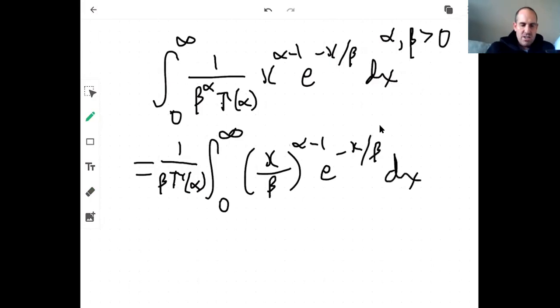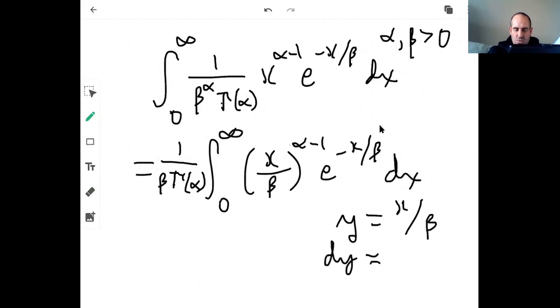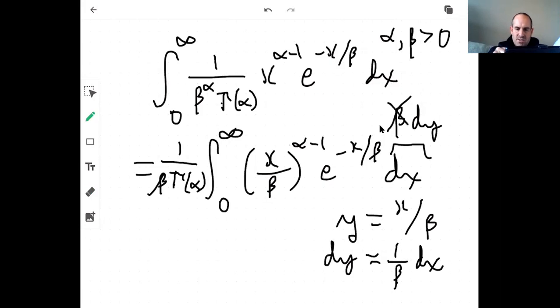I wanted to write everything in terms of x over beta, so I'm about to make a substitution. Let's put y equal to x over beta. Then what is dy? It's equal to 1 over beta dx. In other words, dx is just beta dy. And what do you see? This beta over here cancels with this beta over here. And of course, y is equal to x over beta, so that really simplifies things quite a bit. So the betas cancel completely. It's going to be y to the alpha minus 1, e to the minus y, and dy.